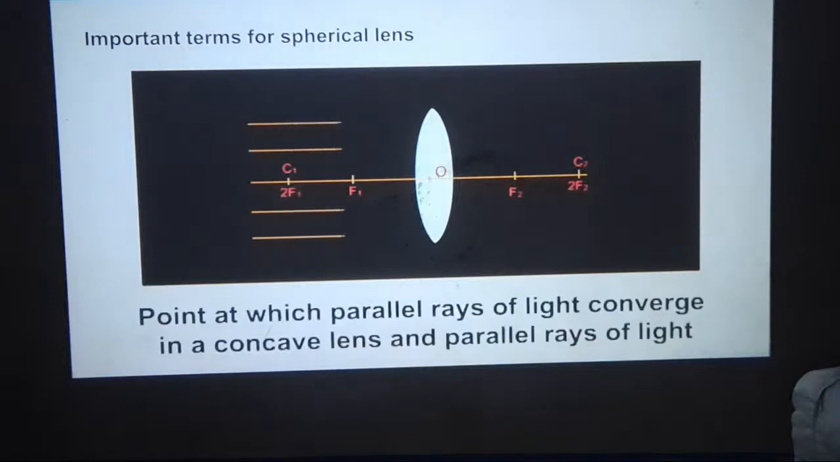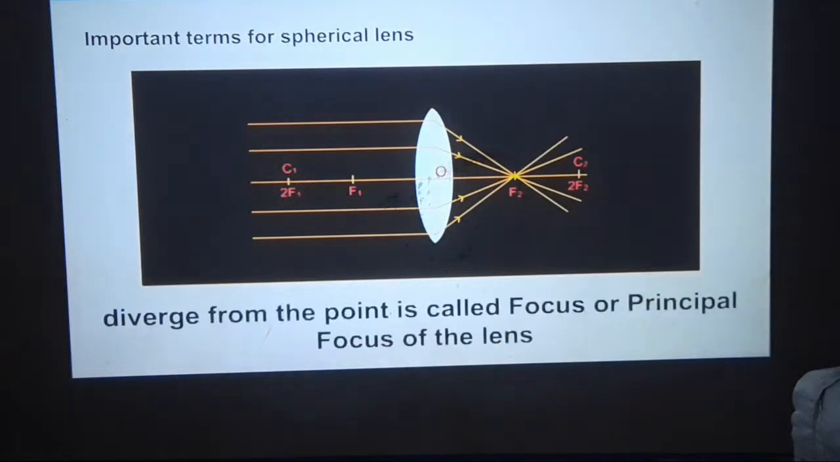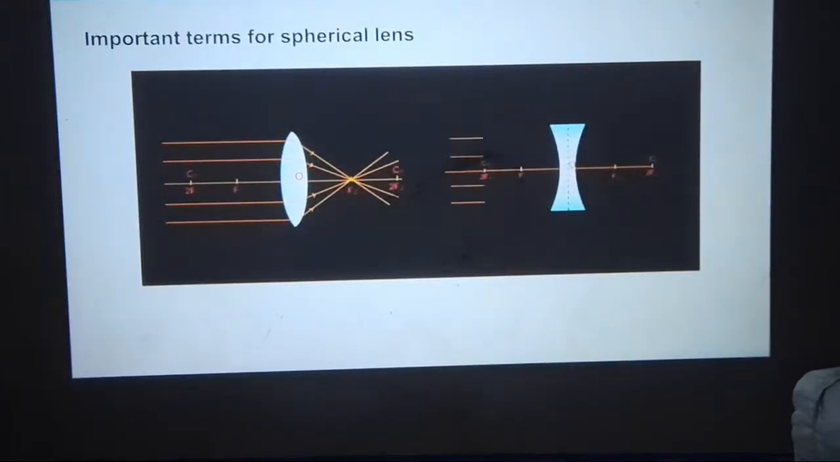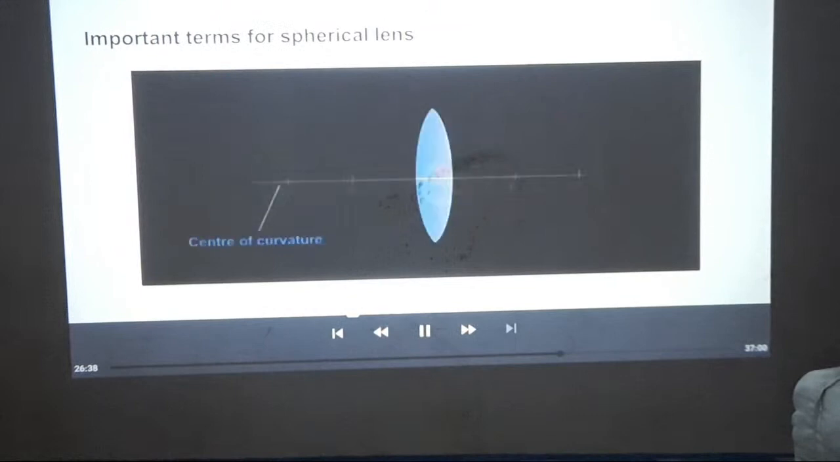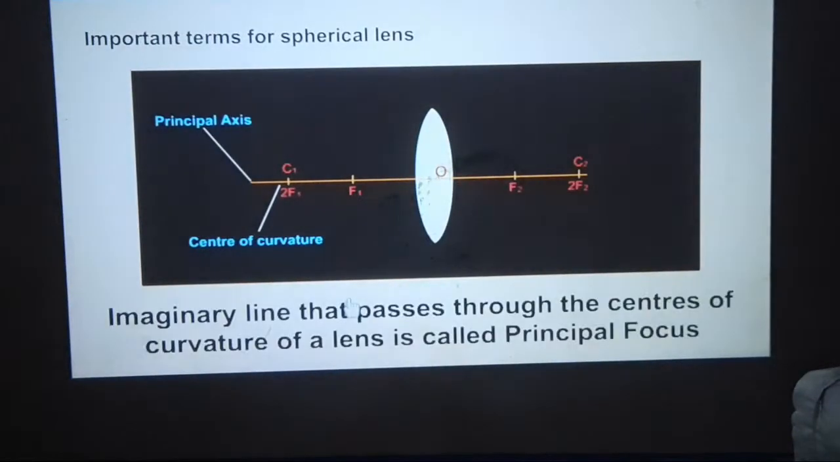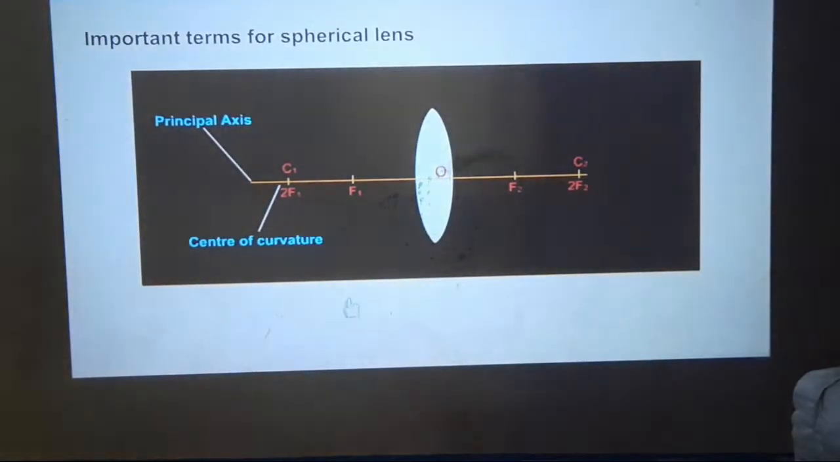Focus. The point at which parallel rays of light converge in a convex lens, or from which parallel rays of light appear to diverge in a concave lens, is called the focus or principal focus of the lens. Similar to centres of curvature, convex and concave lenses have two foci. These are represented as F1 and F2. Principal axis. The imaginary line that passes through the centres of curvature of a lens is called the principal axis.